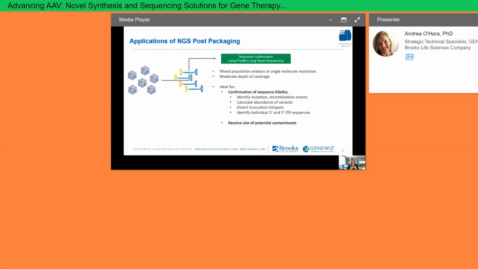So this approach is ideal for confirmation of our sequence fidelity. Again, because we're looking at the entire molecule end to end, we're going to be able to identify mutation events, recombination events, fusion events. We're also going to be able to look at truncation events within our ITRs or even earlier. And we're going to be able to read cleanly all the way through that 5' and 3' ITR. When we look at our full-length species of our recombinant AAV, we will be able to identify the abundance of variants, but again, we're not sequencing as deeply, so we won't have that ultra-deep resolution for very, very low-level variants.